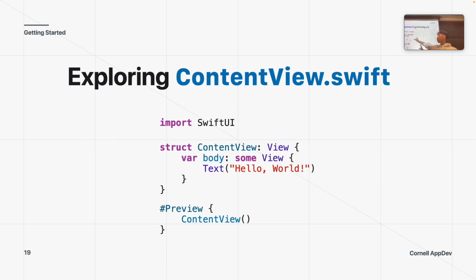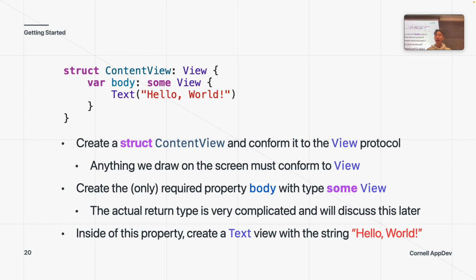Now for this struct part, what we did is we create a struct called ContentView, and you conform it to this View protocol. Anything that we draw on our screen must conform to this protocol called View. And the only required property you have to create inside of the struct is called body. That's the name of the property, and its return type is some View.